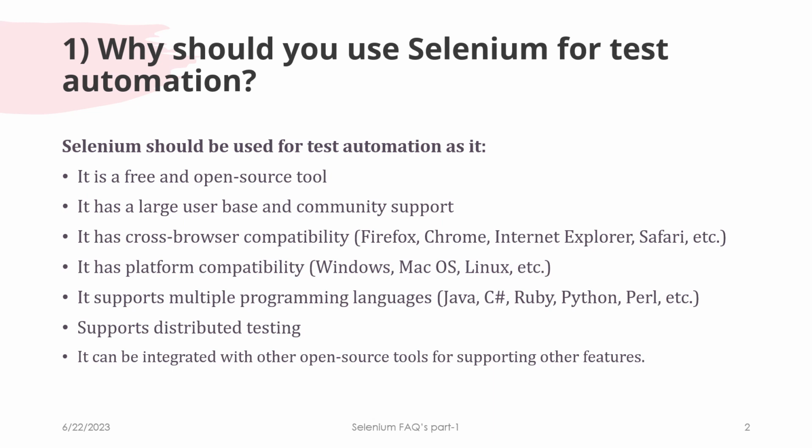The next one is cross-platform compatibility. Selenium can be used on various operating systems such as Windows, Mac, Linux, etc. It provides flexibility for test automation teams to work on different platforms, and it provides language support as well. It supports multiple programming languages like Java, C Sharp, Python, Ruby, and JavaScript. Test automation teams can choose their preferred language for scripting.